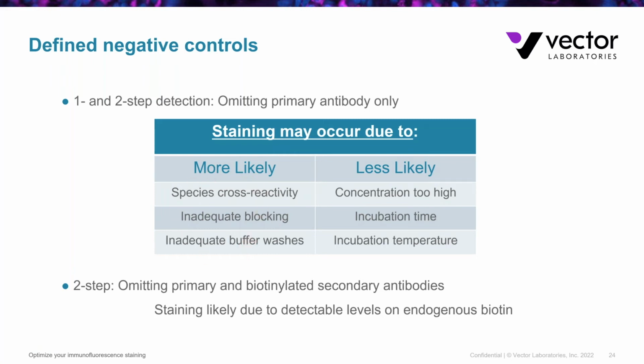On the two-step methodology I showed before, if you do see staining after you omit the primary and the biotinylated secondary antibodies, but just apply that streptavidin fluorophore reagent, the staining is more likely due to something such as detectable levels of endogenous biotin. So we'll go through some of the troubleshooting methodologies over the next series of slides.